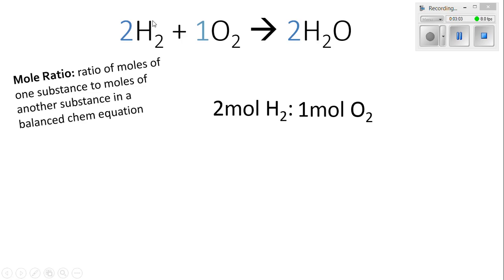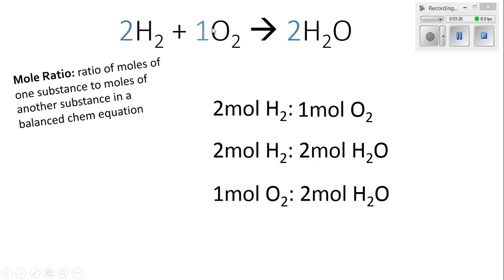I can also say, well, 2 moles of hydrogen to 2 moles of water. Yes, it can be simplified to 1 and 1, but for what we're going to be doing in the future, I'm just going to leave it at 2 and 2. And again, this is not the only 2 ratios. We also have oxygen to water. So there's 1 mole of oxygen to 2 moles of water.